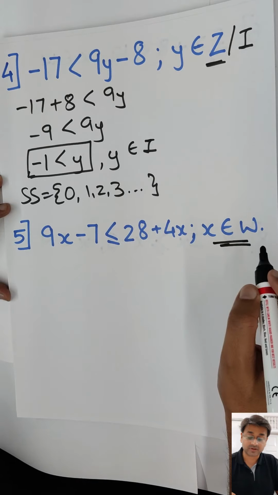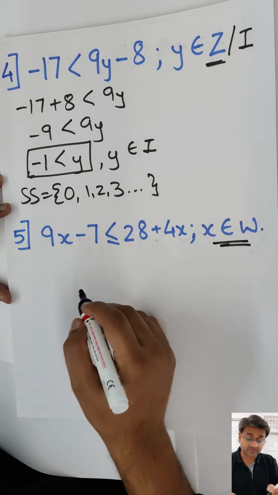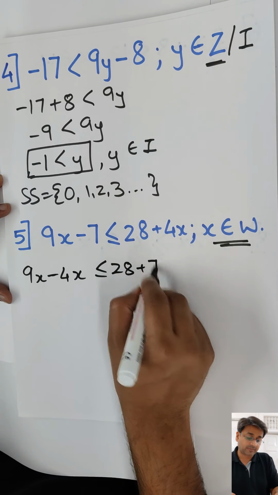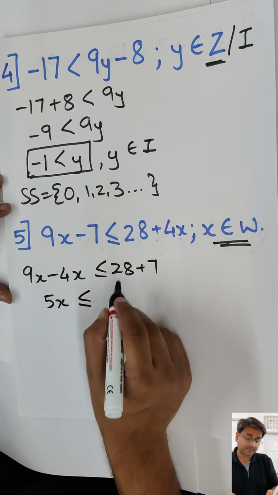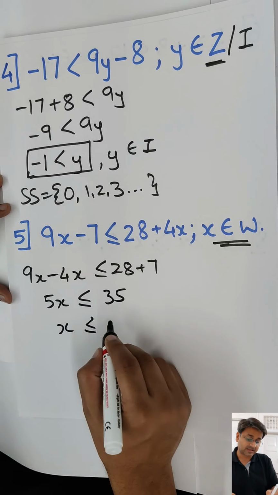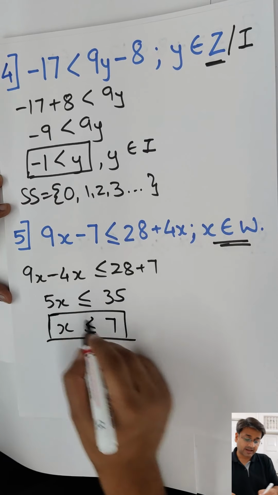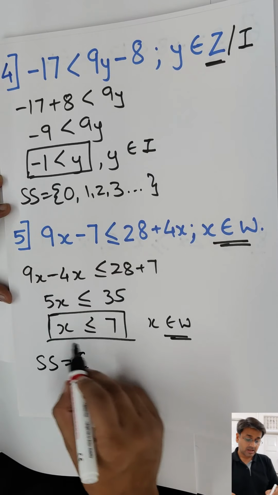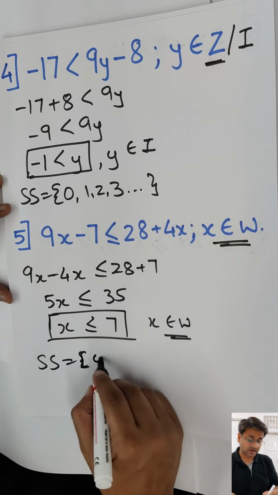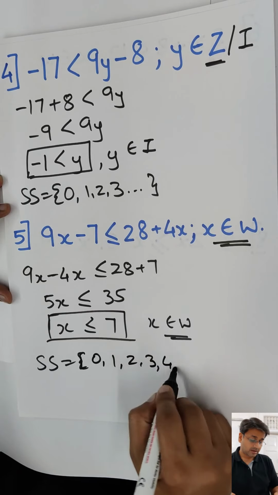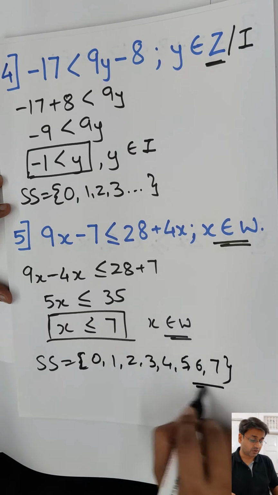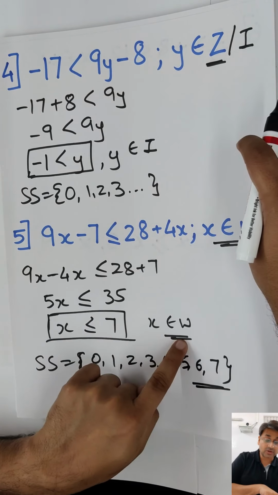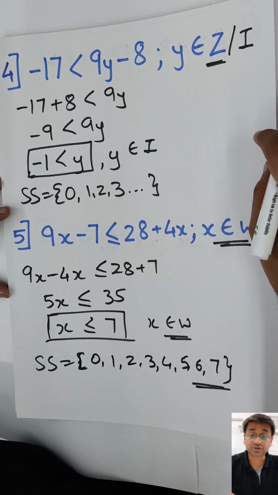X belongs to whole numbers. Let's see how we can do this one. Pause the video, try it on your own. So 9x minus 4x, 28 plus 7. So I shall get 5x, 35. So x less than or equal to 7, and x belongs to whole numbers this time. So the solution set shall be x is smaller than or equal to 7 and whole. So starting from 0, 5, 6, and it will go till 7 because it's equal to 7. So look at this sign as well as this condition. Both conditions should be fulfilled.